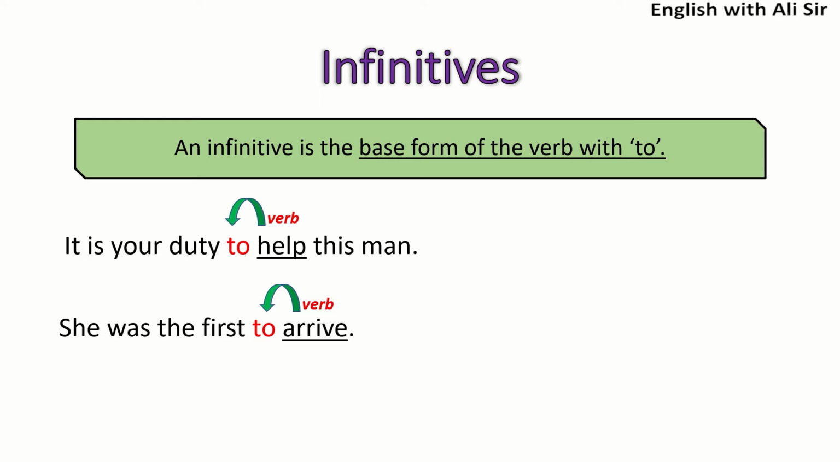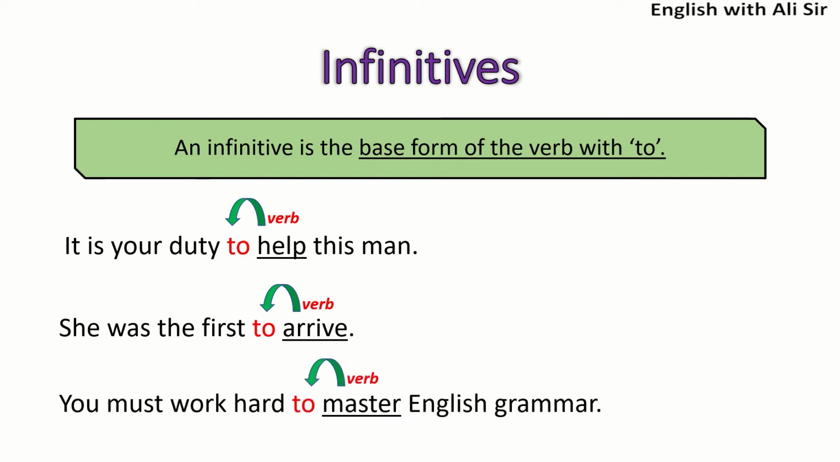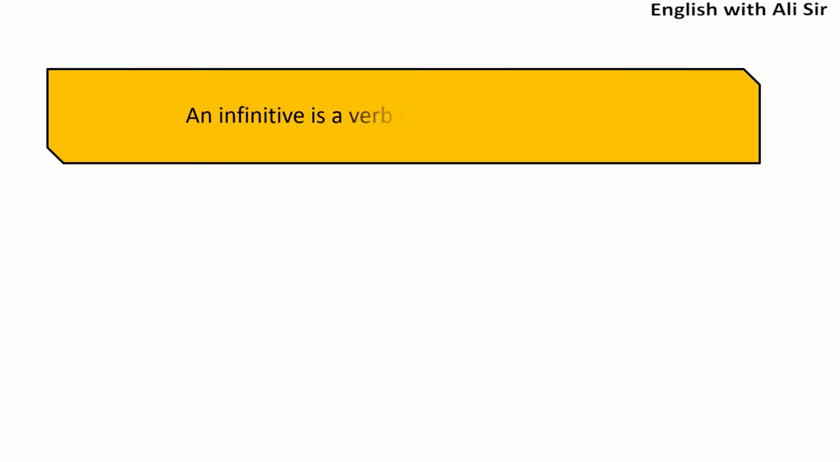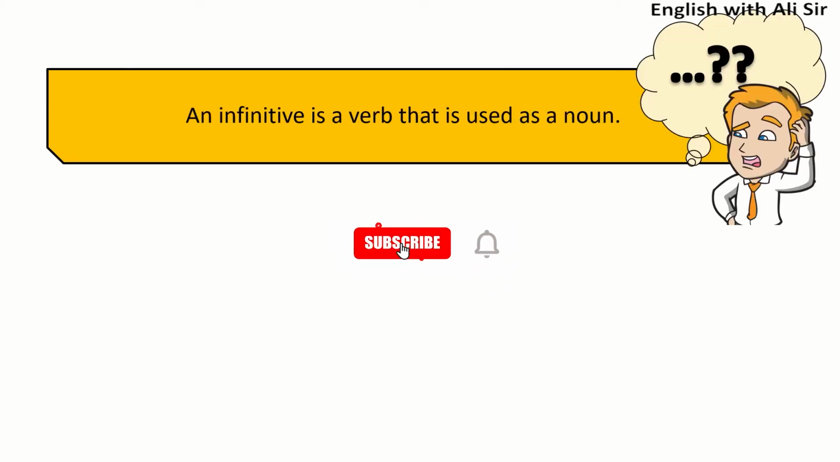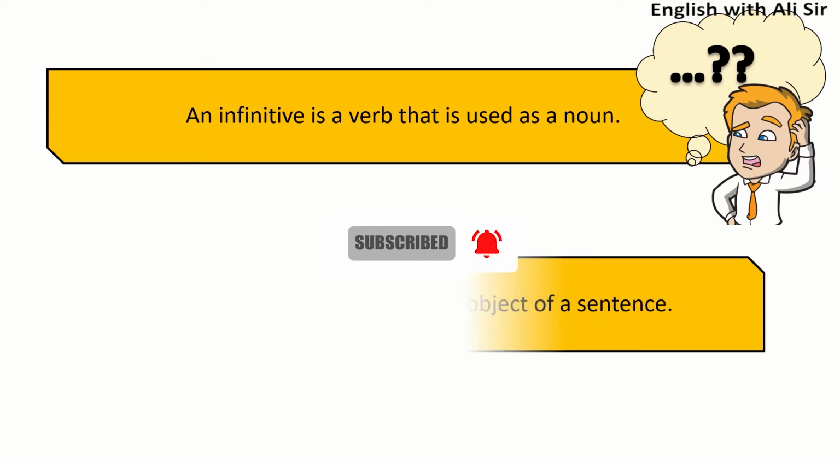Next example is: you must work hard to master English grammar. Master here is the verb preceded by to. So an infinitive is a verb that is used as a noun. So one has to understand that it can be used as a subject or an object of a sentence.